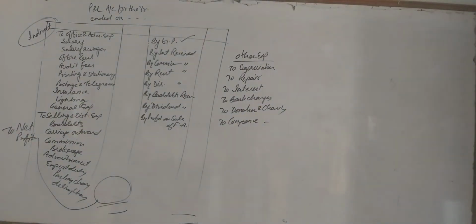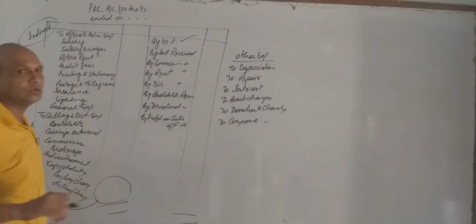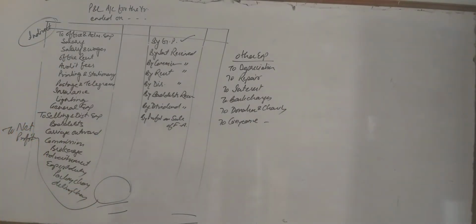The profit which we get from trading account, that profit is known as gross profit. I told earlier also why we call that profit gross profit, because from that profit we have not deducted all the expenditure. But this profit is known as net profit. Why is it so? Because we have deducted here all kinds of expenses and we have added all kinds of income.